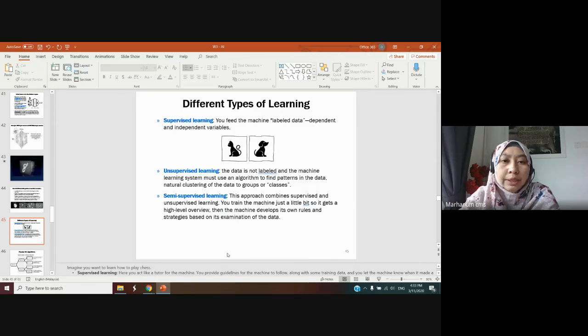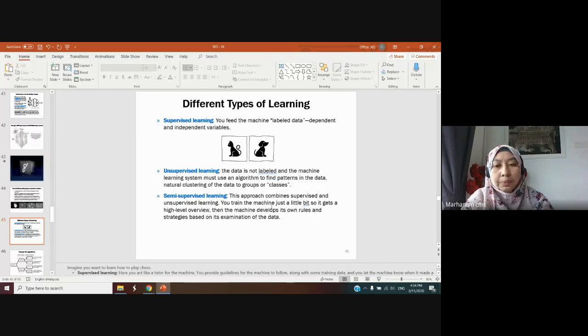So different types of learning: supervised learning, unsupervised learning, semi-supervised learning. This is not human learning but computer learning. In supervised learning, you feed the machine labeled data, dependent and independent variables. You supervise them. In unsupervised learning, the data is not labeled and the machine learning system must use an algorithm to find patterns in the data, natural clustering of the data into groups or classes. Unsupervised learning, they learn independently. Supervised, we give them data that are already labeled.